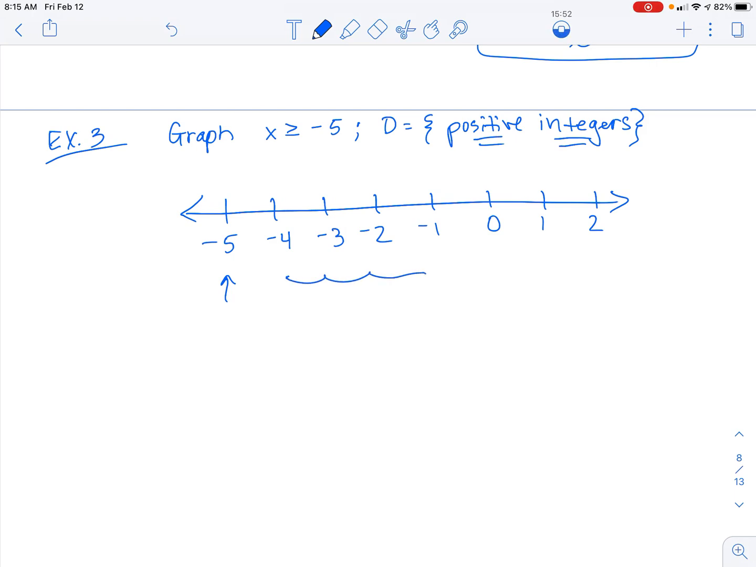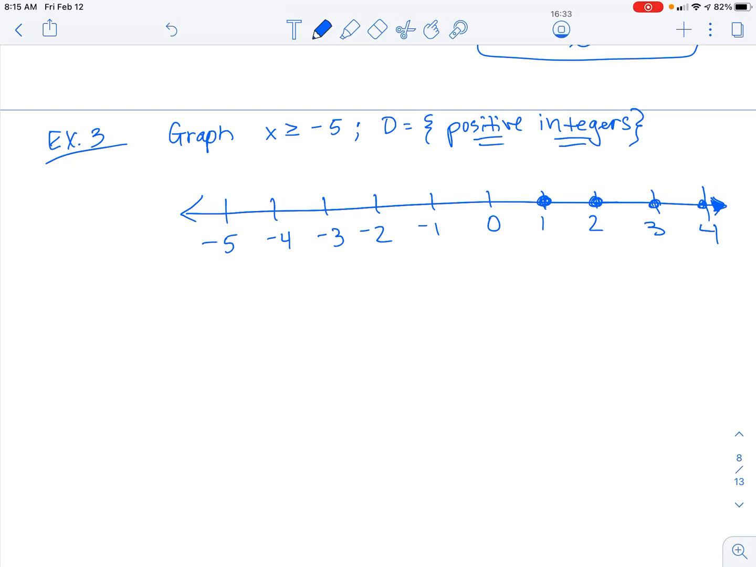However, it's positive integers. So actually, we can't graph anything below 1, not even 0, because it wants to be positive integers. I'm going to make my graph just a smidgen bigger here. I'm going to go up to 4, so we can see a little bit more variety being graphed. Okay, so the positive integers that are greater than or equal to -5 would only be 1, 2, 3, and 4. And actually, we're going to color in and bold that arrowhead because it's all the positive integers greater than -5. Okay, but nothing in between, remember, because they're integers.